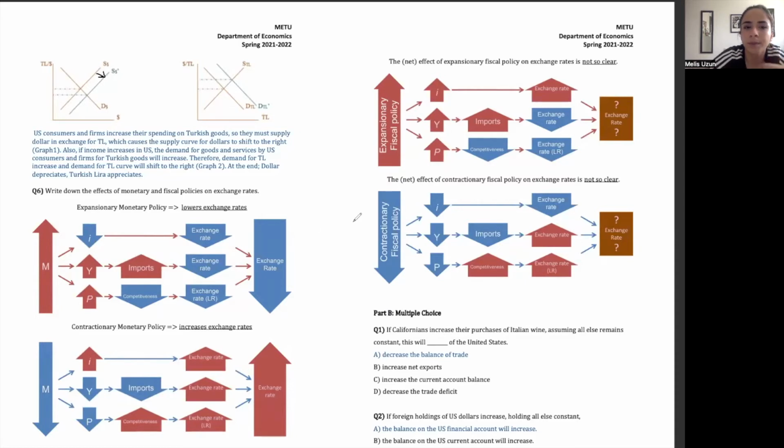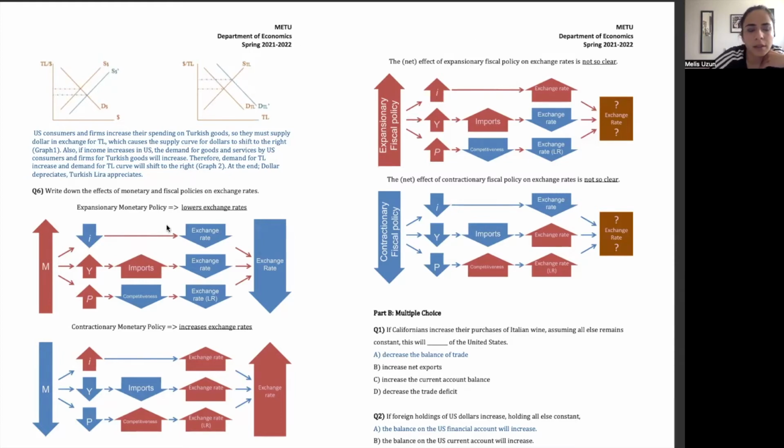And when their income increases, the demand for goods and services by US consumers and firms for Turkish goods will also increase. This is the same thing that I said earlier. Therefore, the demand for Turkish lira will also increase because they need Turkish lira in order to buy from Turkey. So the dollar depreciates and the Turkish lira appreciates.